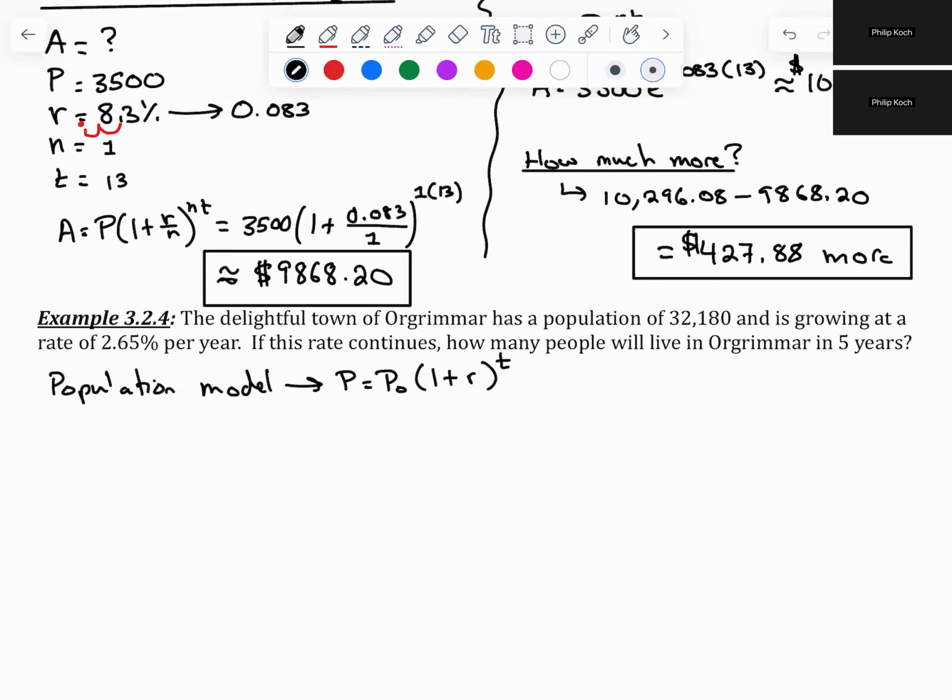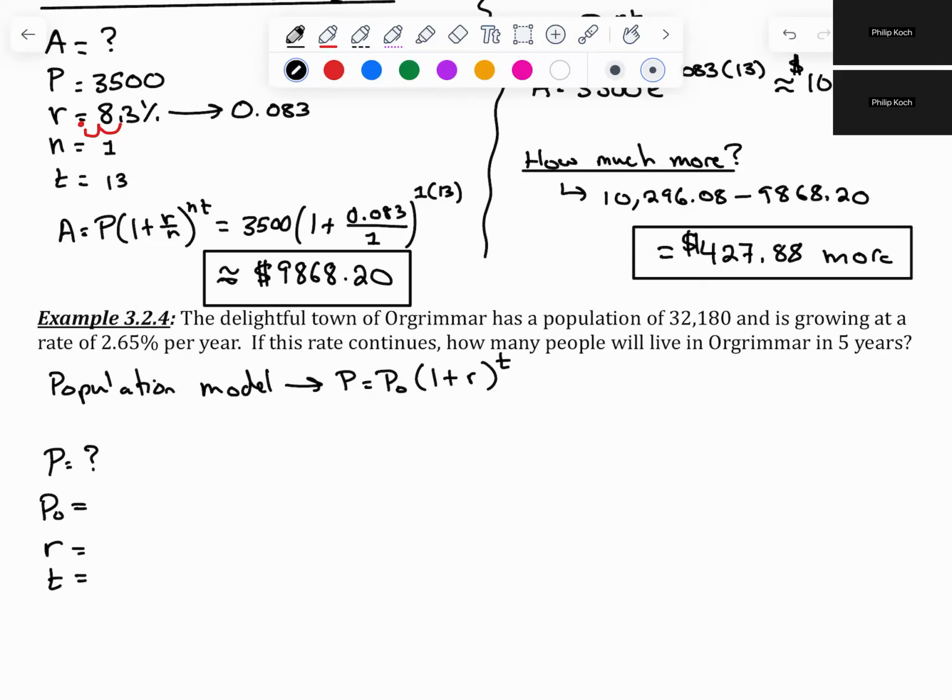And so now we just need to identify things. Do we know P, P sub 0, R, and T? Do we know P? Nope, that's going to be the future amount. How many people will live in Orgrimmar in 5 years? So P is the unknown here.